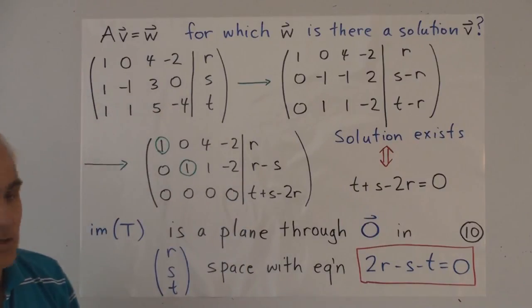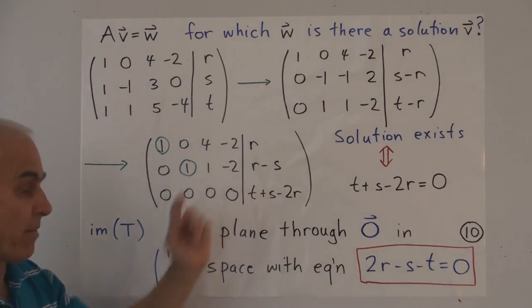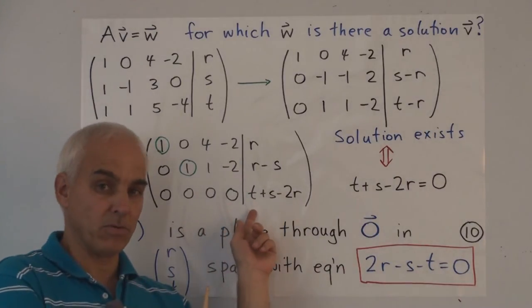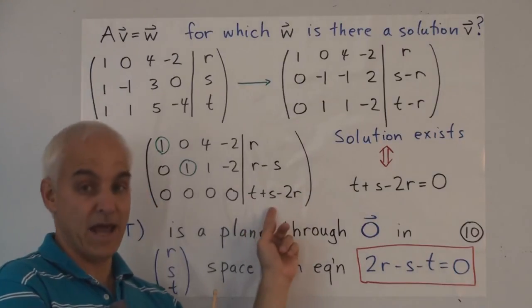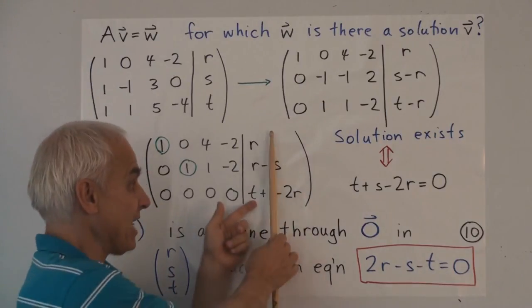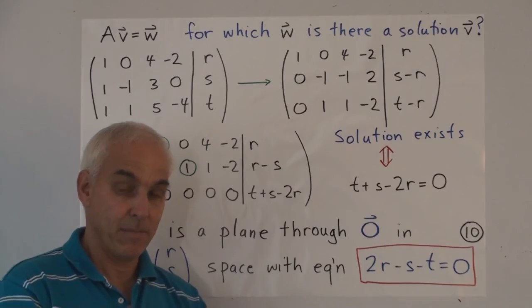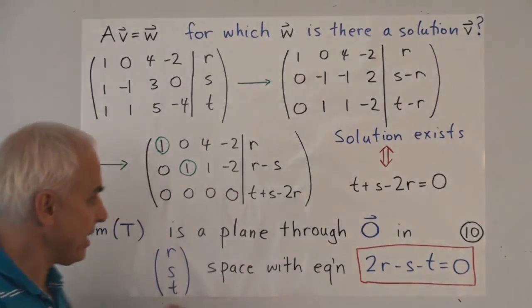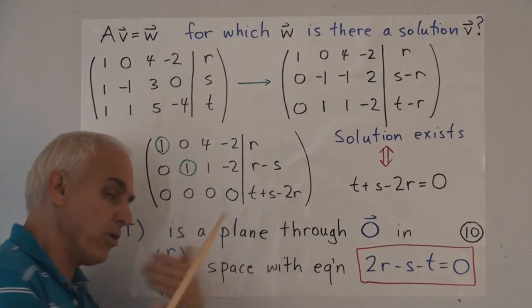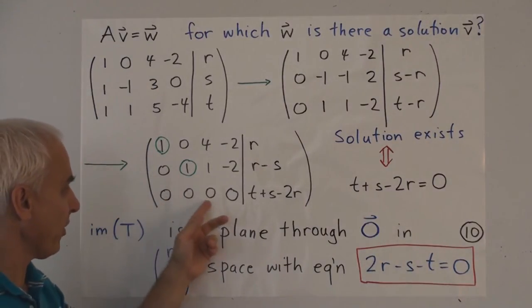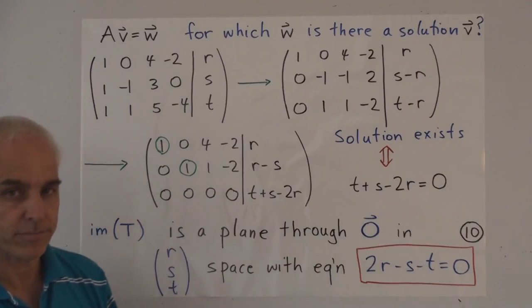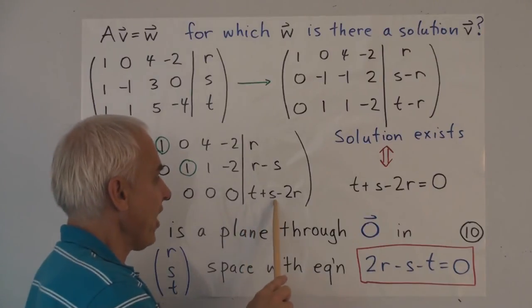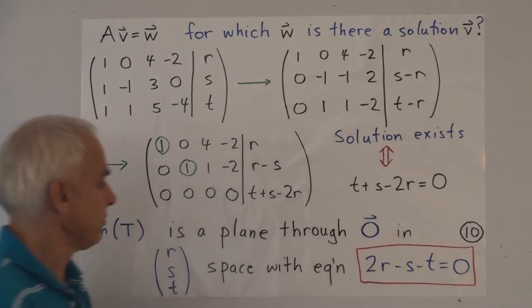There's always at least one solution. In fact, there will be 2 parameters worth of solutions. However, if this number is not 0, then that's actually another leading entry, and that means that last column is a leading column, which means there's no possible solution. Which we can just see immediately anyway, because this last row would be the equation 0 plus 0 plus 0 plus 0 equals something non-zero. So a solution exists precisely when T plus S minus 2R equals 0.